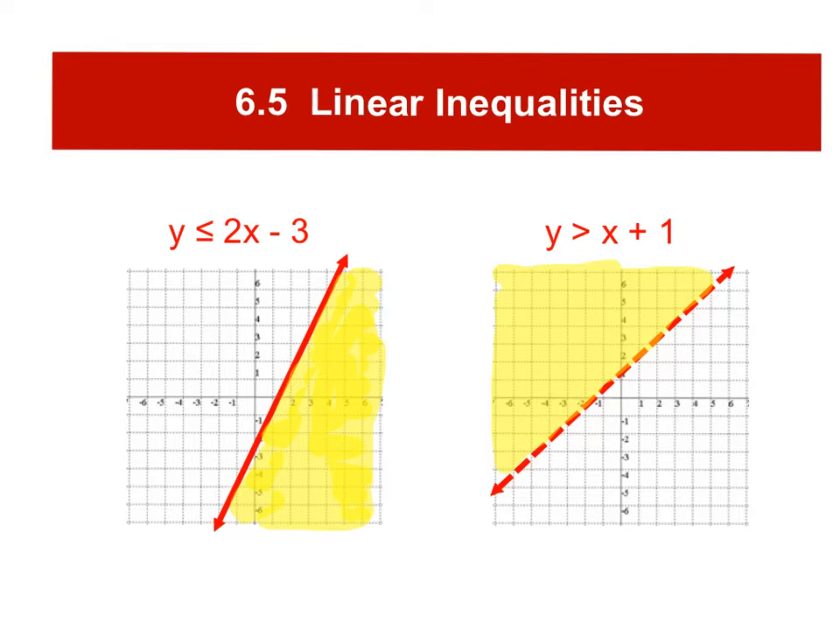So solid and dotted lines are determined by the inequality. You can see that if you have the less than or equal to, you will draw a solid line. If it's just the greater than or just the less than, it is a dotted line. You also notice that we have some shading. So the shading, what we're doing is we're shading all the possible solutions to the inequality.